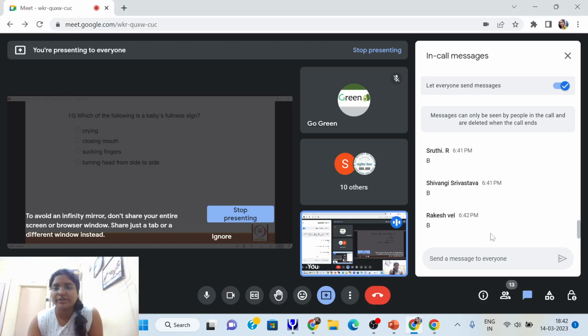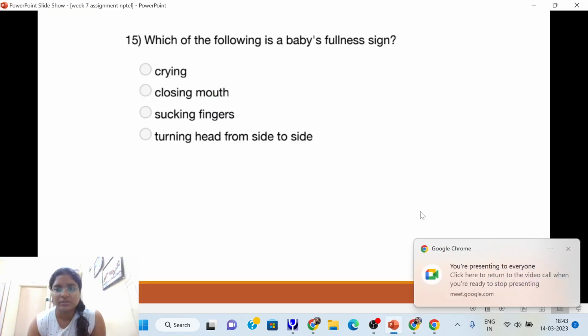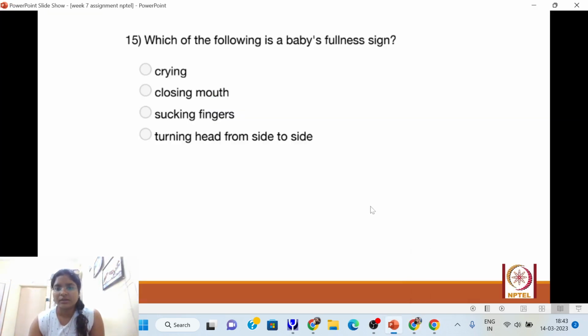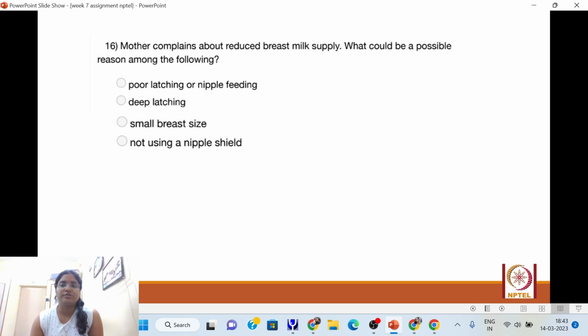Okay, let's see what is the correct answer to this question. The correct answer is closing the mouth. When the baby closes its mouth, it shows that it is full now, it is not hungry anymore. He or she is satisfied now, right? Rest options like crying, sucking fingers, both of these are indications that the baby is hungry, right? Closing mouth is an indication that the baby is full now. Okay, we'll move to the next question.